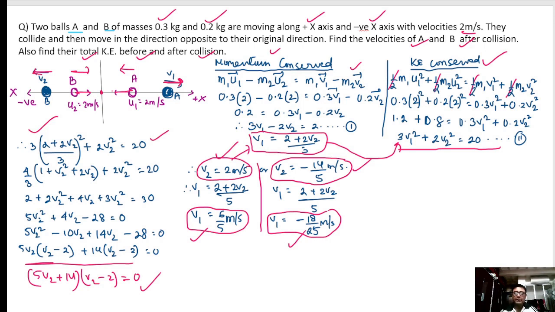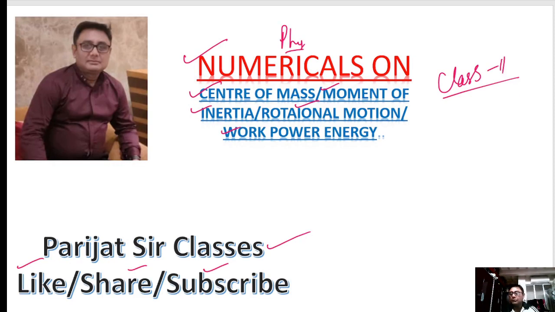Clear? So friends, with this we have discussed quite many sums here. At least I have discussed 23-24 sums of the chapters center of mass, moment of inertia, rotational motion, work power energy, and I hope you have understood it. But please read the concept first before you see this. I have tried to explain in the easiest manner, but my suggestion is to look into the theory concept first, then only you will be able to understand why I am taking these types of formulas. Clear? So this is all for today's class.